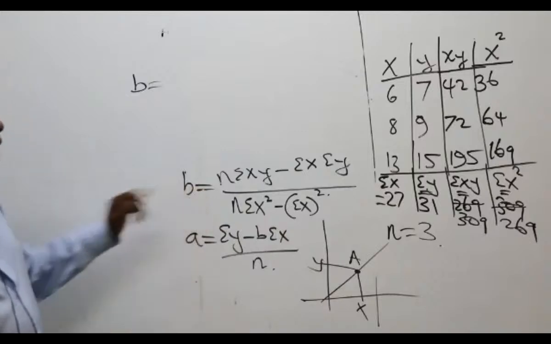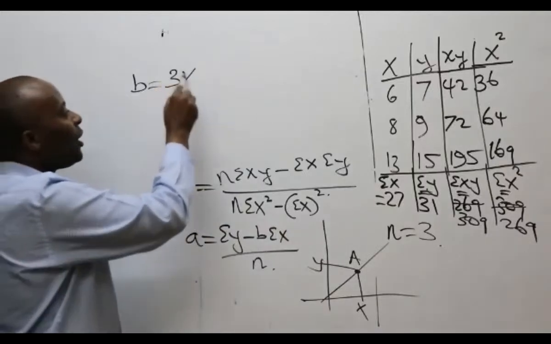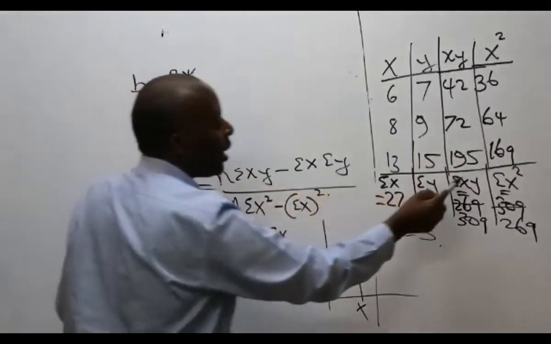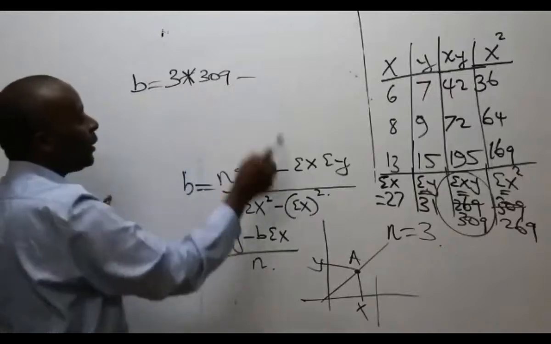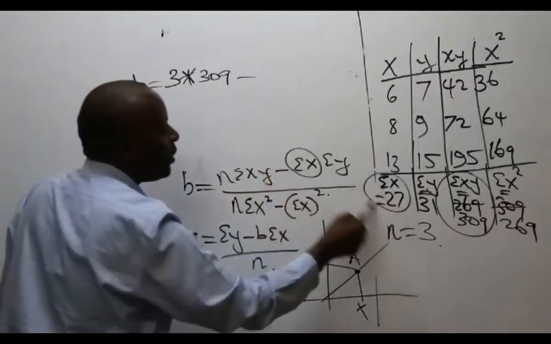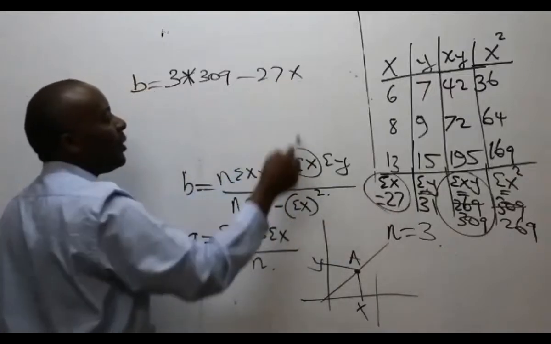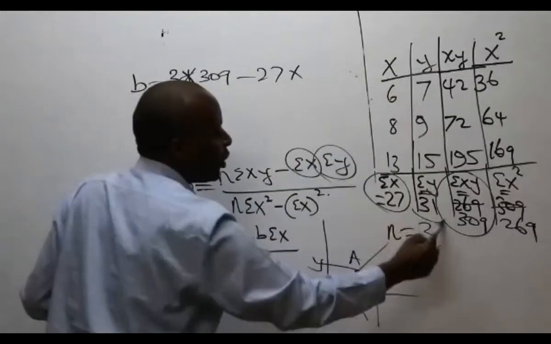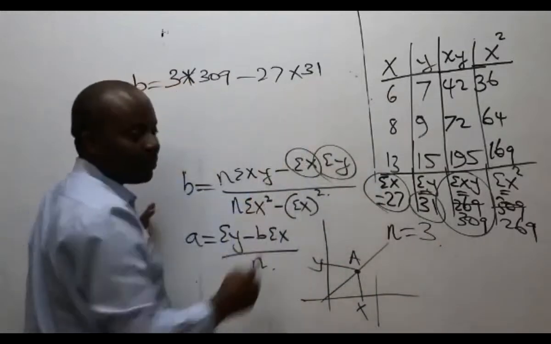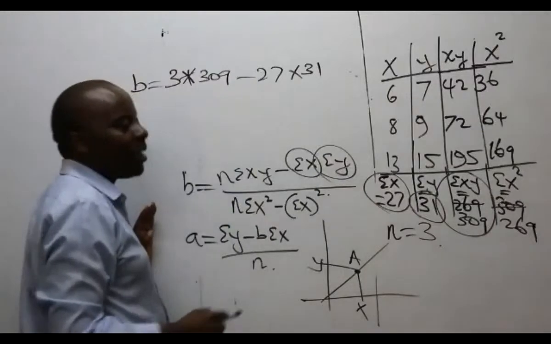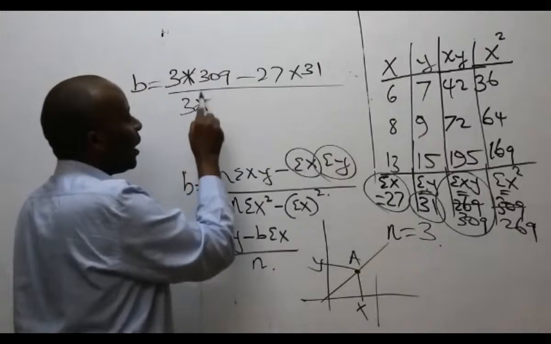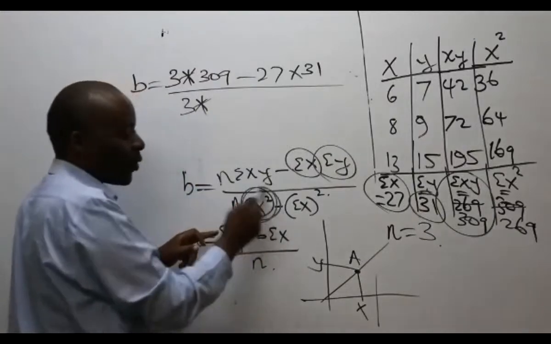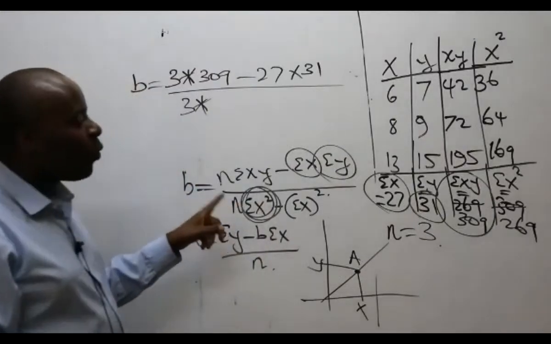So n is 3. So 3 times summation of xy, which is 309, minus summation x alone, which is 27, times summation y. Summation y, ladies and gentlemen, is 31. All over n again, which is 3 times. So this is quite confusing. This confuses so many students.